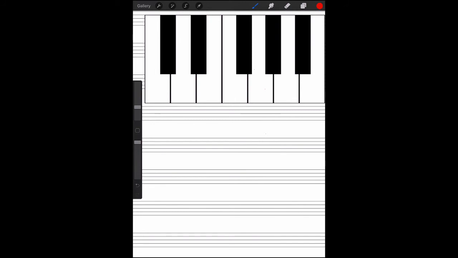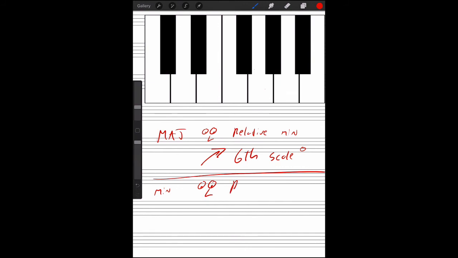So if we're starting in the major and we're looking for the relative minor, we go up to the sixth scale degree. If we are reversed, however, and we're in our relative minor, and we're looking for the relative major, we go up to the third scale degree.